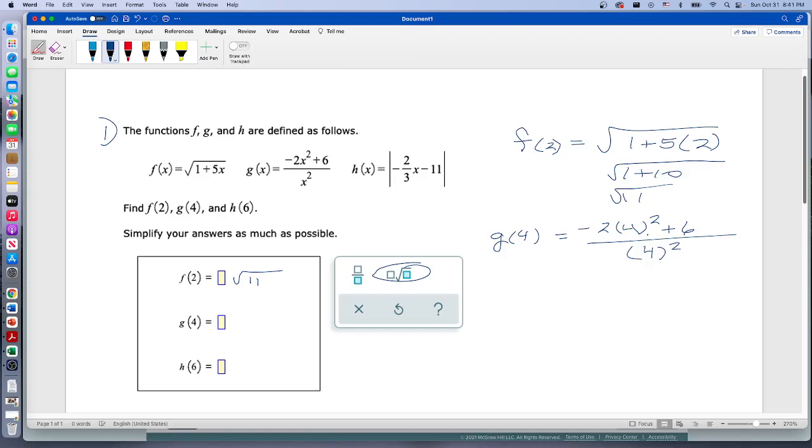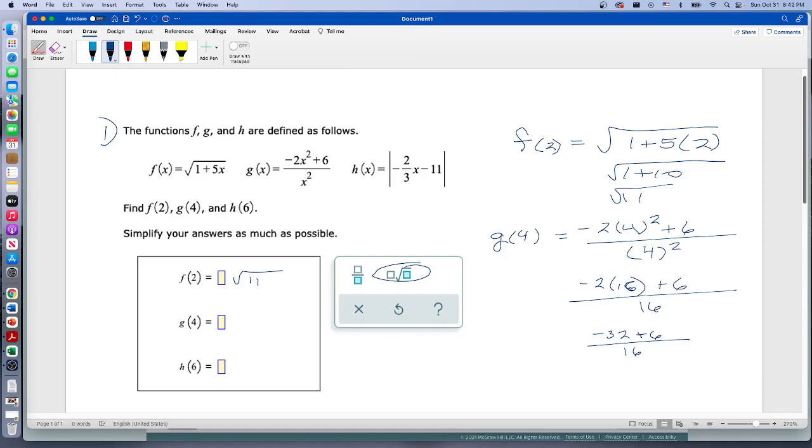Now just order of operations. 4 squared is 16, so it's negative 2 times 16 plus 6 all over 16. Negative 2 times 16, that's going to be negative 32 plus 6 over 16. Order of operations says we have to add before we divide because they're grouped on the top.